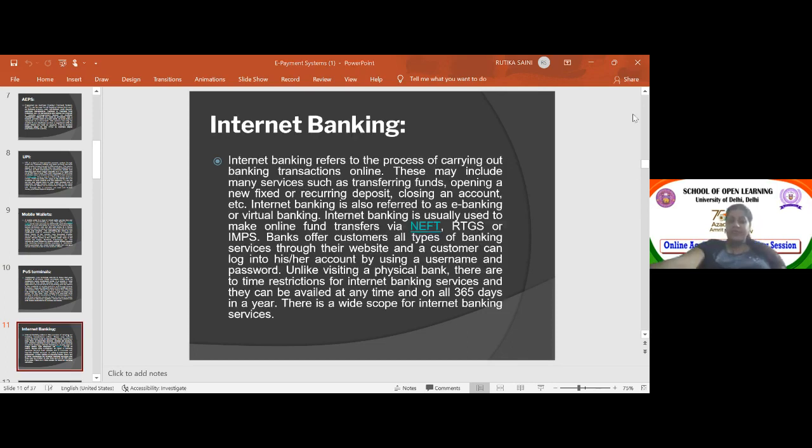Next, internet banking. Internet banking refers to the process of carrying out the banking transactions online. So here you need to log into a website. Every bank has its own address, its own designed website where they would be providing you a login ID and the password. You need to enter your login ID, your password, the captcha, and then you would be receiving an OTP.